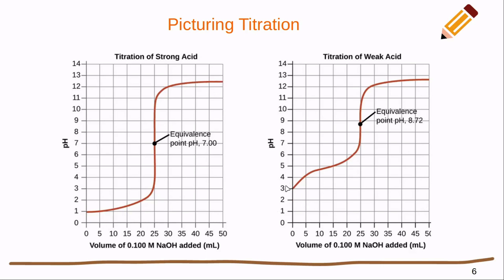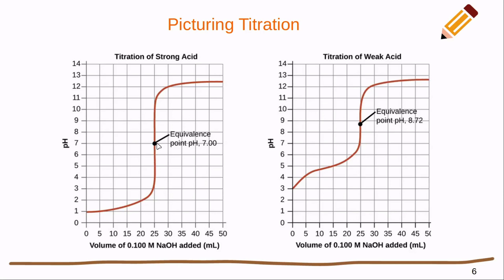For a weak acid, we're going to have a higher starting point. We're going to have a sometimes more complicated looking buffering region here. The entire thing is a little bit less sharp. It's a little bit more squashed down, and this equivalence point is a little less obvious than it would be, but it's there. And then we enter into a new buffering region.